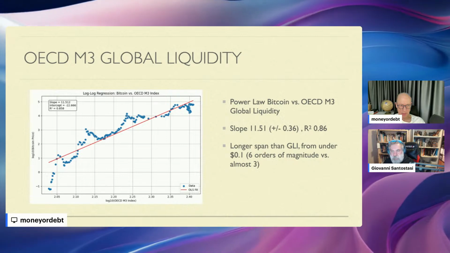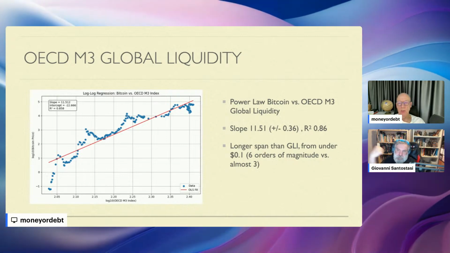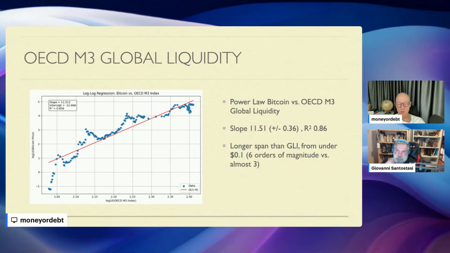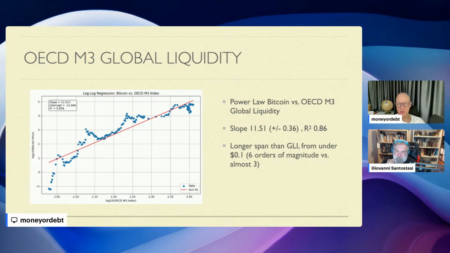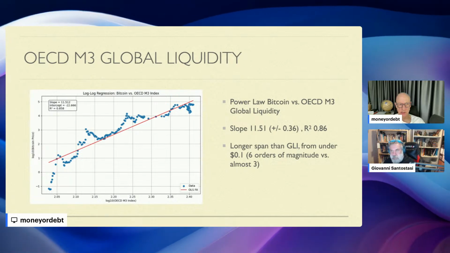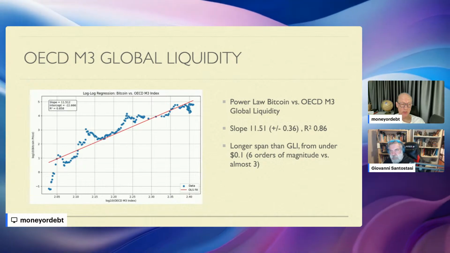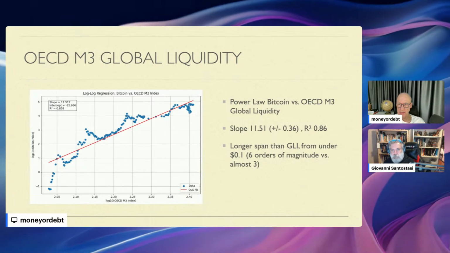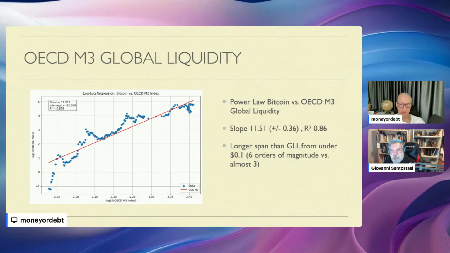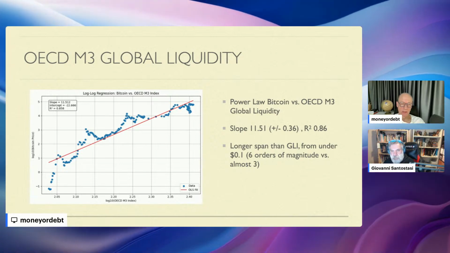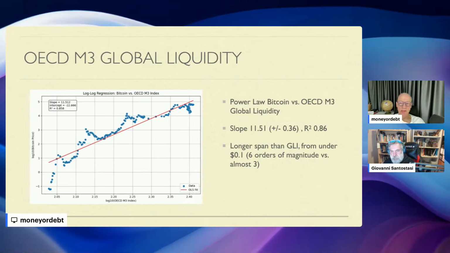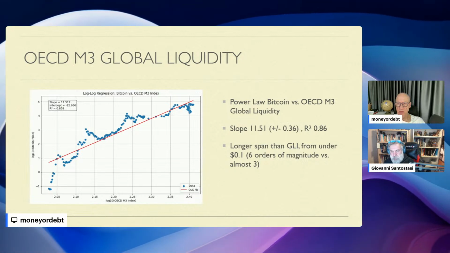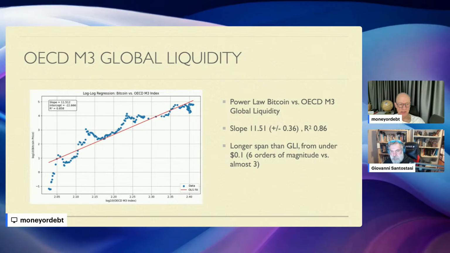And yet we still find a power law, and in fact, the slope is steeper. The best fit slope, this is an ordinary least squares regression in the log space, is 11.5, and the uncertainty is about 0.36 for that. And the R squared is quite good, it's 0.86. So even though we've got a lot more data, or at least longer span, we're still seeing nearly as high an R squared.